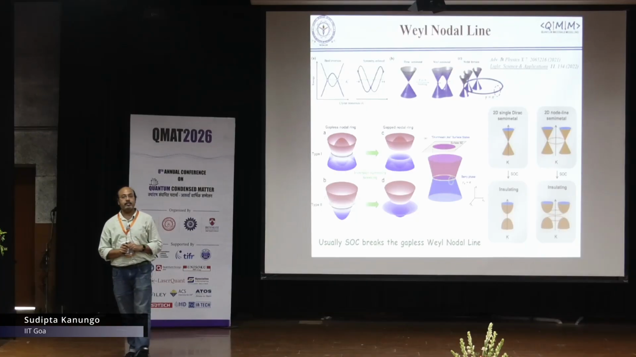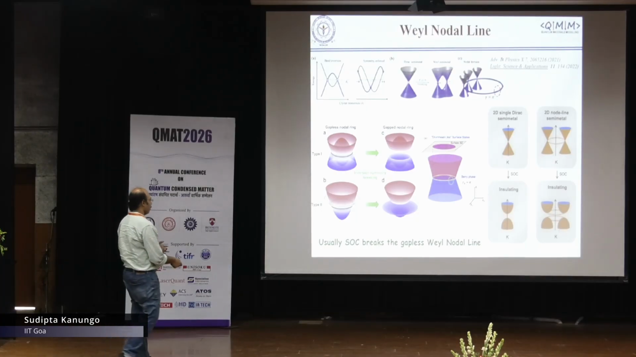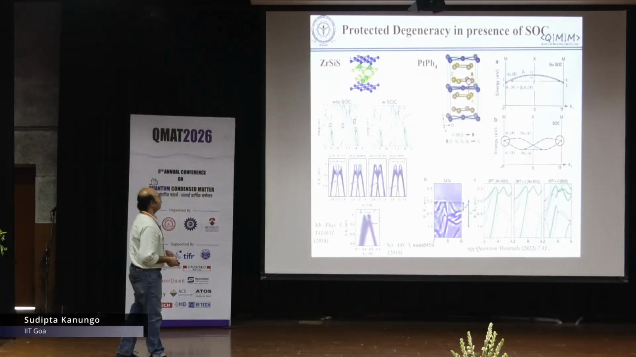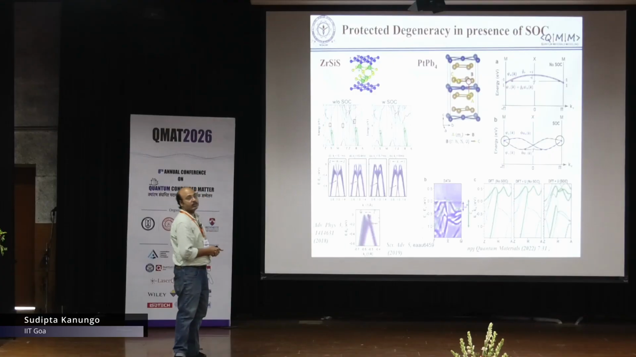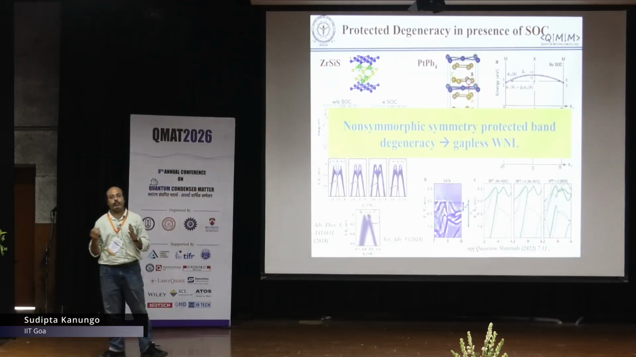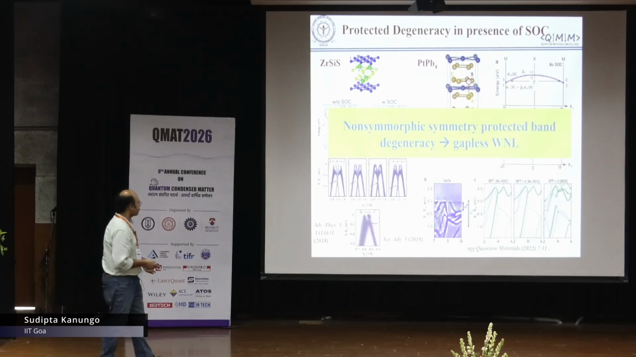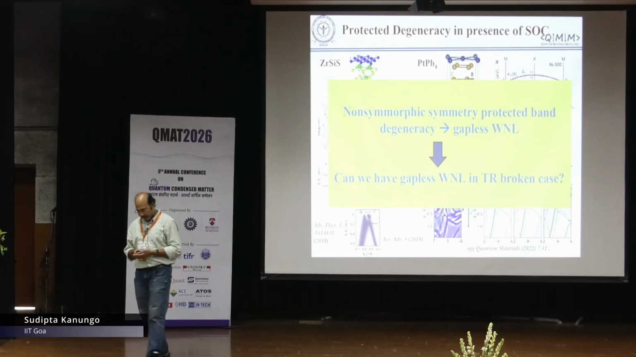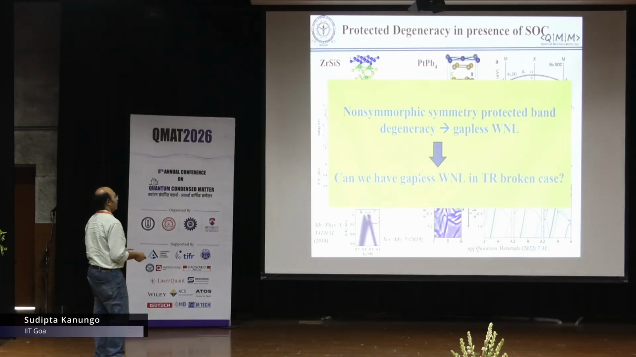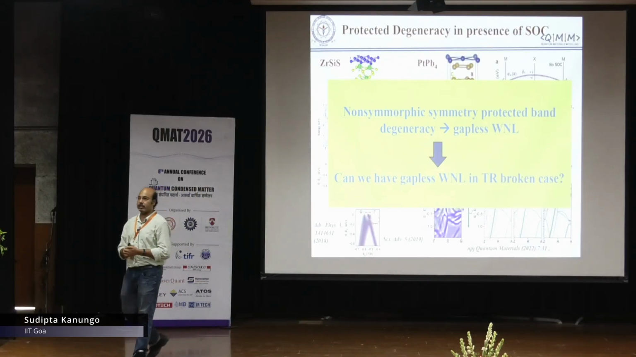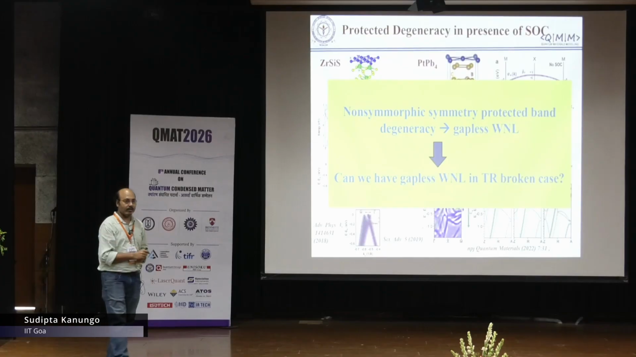Usually, the spin orbit coupling breaks the gapless nodal line into a gapped nodal line system. However, there are examples where even in the presence of the spin orbit coupling, the gapless nodal line is still protected, and usually this protection comes from the presence of the non-symmorphic symmetry. And all these cases are kind of time reversal intact systems. So can we do the same kind of protection of the Weyl nodal line in the presence of the spin orbit coupling and the non-symmorphic symmetry, but in the case of broken time reversal symmetry?